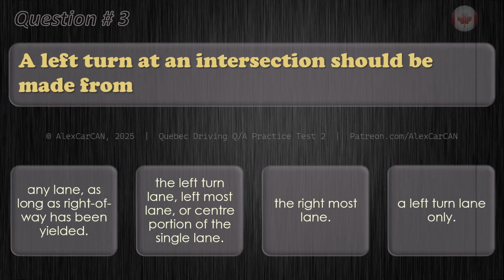Question number 3. A left turn at an intersection should be made from any lane, as long as right-of-way has been yielded. The left turn lane, leftmost lane, or center portion of the single lane. The rightmost lane. A left turn lane only. The correct answer is the left turn lane, leftmost lane, or center portion of the single lane.